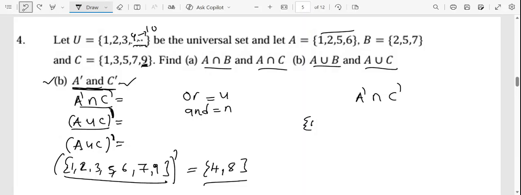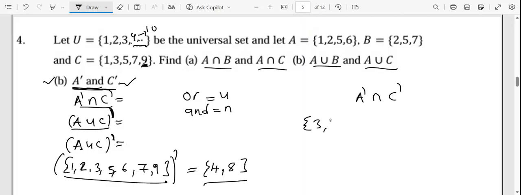Give me, what are those numbers? 3, 4, 7, 8. Yes, we can include 9 because it was included there on C. So we'll do this. Then intersecting now. Let's go for C complement as well.